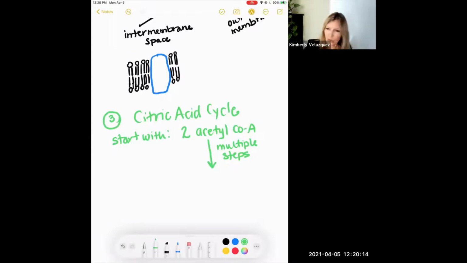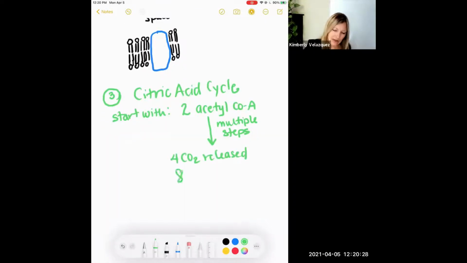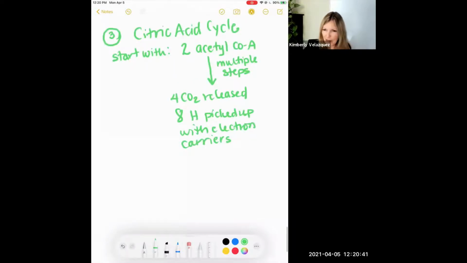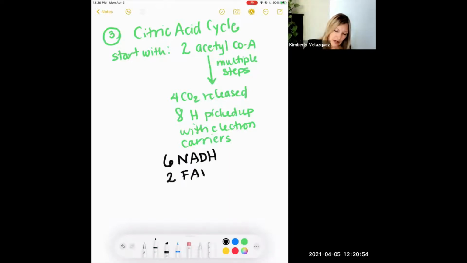And during the citric acid cycle, the breakdown of glucose becomes complete as 4 CO2 are going to get released and 8 hydrogens are going to get picked up by electron carriers, mostly by NAD+, but there's going to be another electron carrier that's used also. 6 NADH are going to get produced, and 2 FADH2 are going to get produced when an electron carrier called FAD picks up 2 electrons.